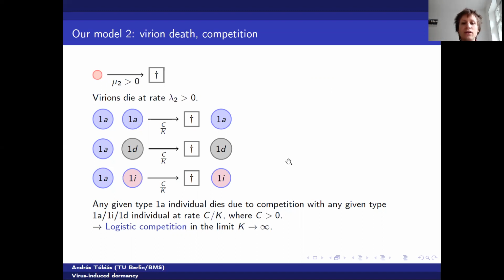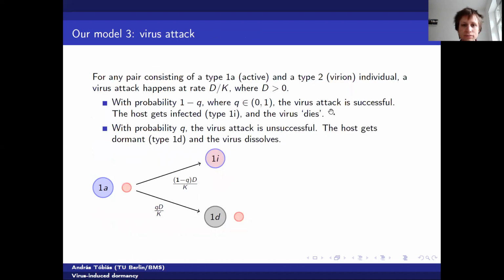Now there's competition. Any given type 1A individual dies due to competition with any given type 1A, 1D, or 1I individual at rate c divided by k, where k was the carrying capacity and c is some other positive constant. This leads to logistic competition in the limit k tending to infinity.